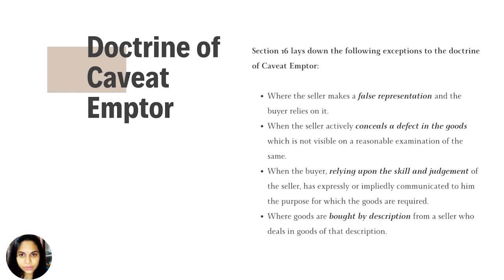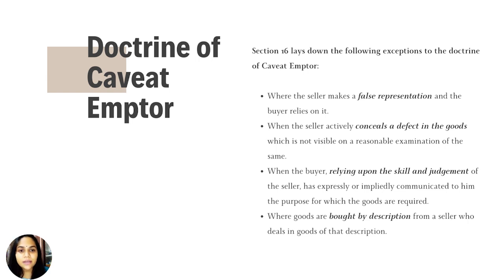When you look at Section 16 from the Bare Act, you will find 4 exceptions to it. What are those 4 exceptions? I've also mentioned them on your screen. So if these 4 exceptions are there, under the doctrine of caveat emptor the burden is not entirely on the buyer, right? Let us see what those exceptions are.